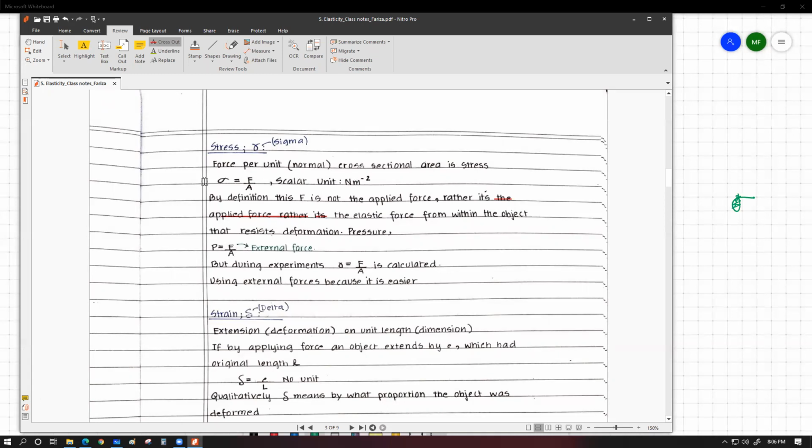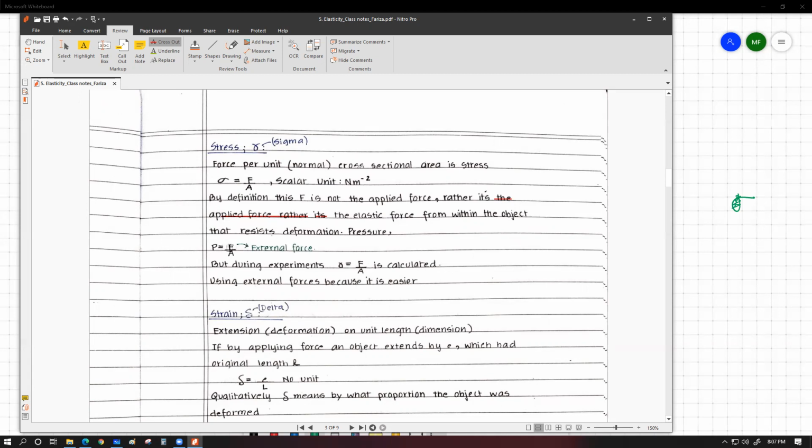So difference একটু বুঝো. Sigma stress equals force by area. By definition, এই ফোর্সটা হচ্ছে elastic force that is resisting the deformation. Pressure equals force by area. এই F টা হচ্ছে external force that is causing the deformation. They are practically both exactly same because of Newton's third law. By numerical value, applied force is equal to resistive force because each force has an equal and opposite reaction.